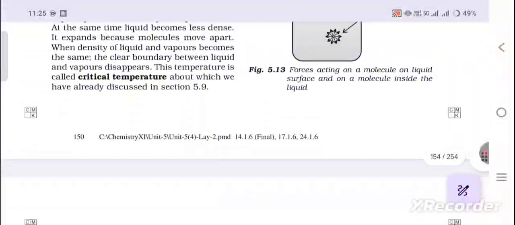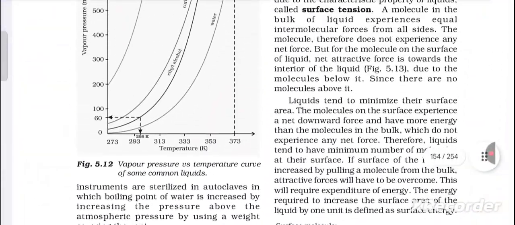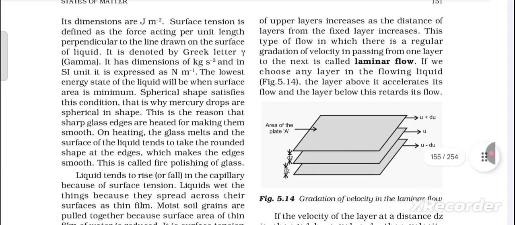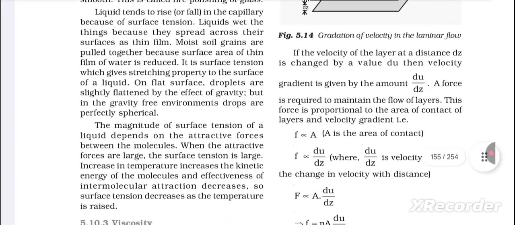The velocity of the upper layers increases as the distance of the layer from the fixed layer increases. This type of flow, in which there is a regular gradation of velocity in passing from one layer to the next, is called laminar flow. If we choose any layer in the flowing liquid, the layer above it accelerates its flow and the layer below it retards its flow. If the velocity of the layer at the distance dz is changed by the value du, then the velocity gradient is given by du by dz.